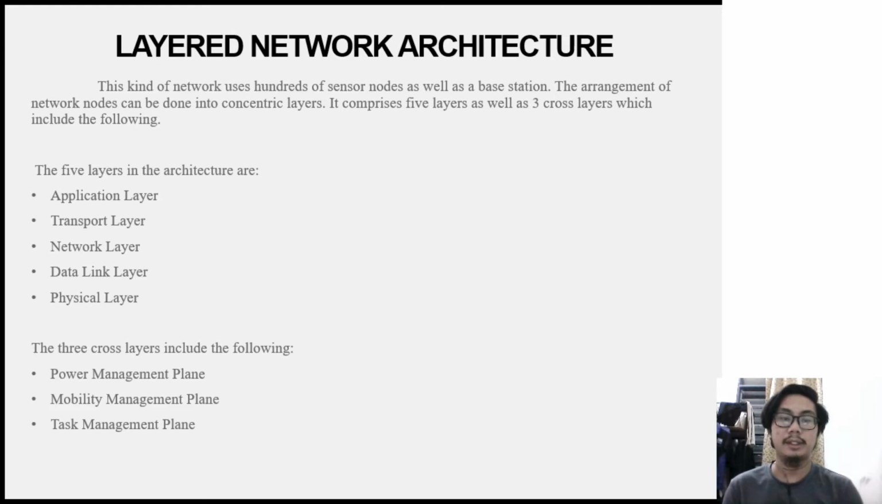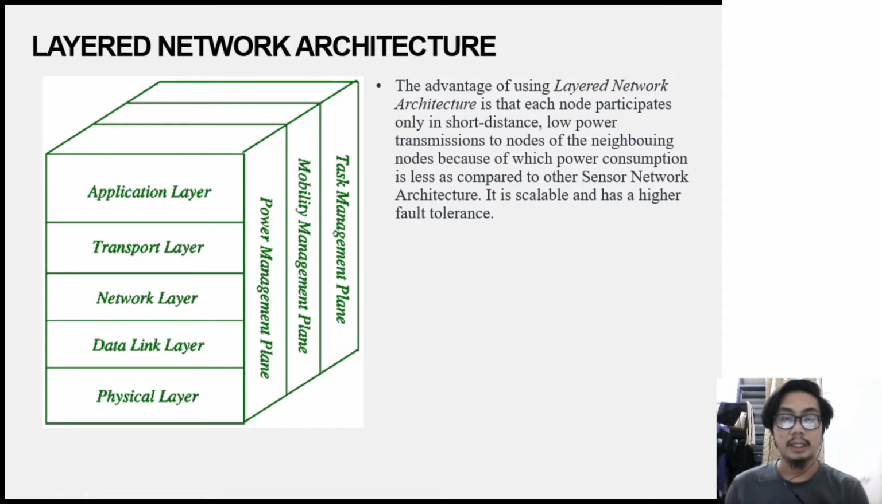The 3 cross layers include the following: power management plane, mobility management plane, and task management plane. So this is a block diagram of layered network architecture. We can see application, transport, network, data link, and physical layer, and on the side are the task management plane, mobility management plane, and power management plane. The advantage of using layered network architecture is that each node participates only in short distance, low power transmission to nodes of the neighboring nodes, because of which power consumption is less compared to other sensor networks. It is scalable and has higher fault tolerance.